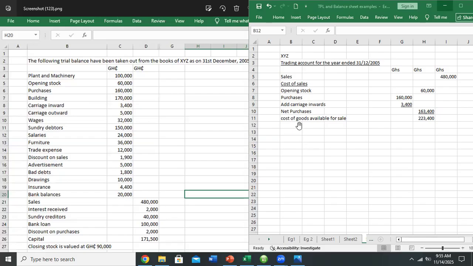So we have our cost of goods available. The next thing is to less closing stock. So how much is the closing stock? We have 90,000. And when you less that, you arrive at your cost of goods sold.